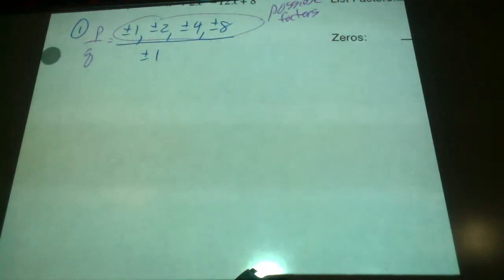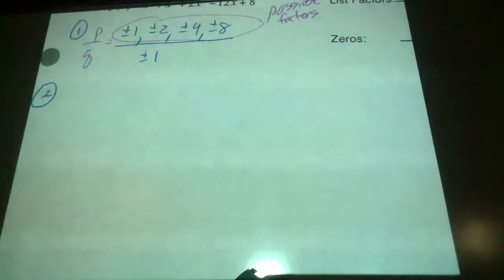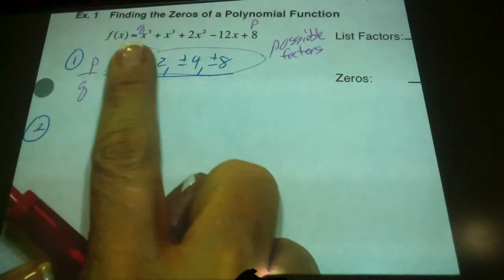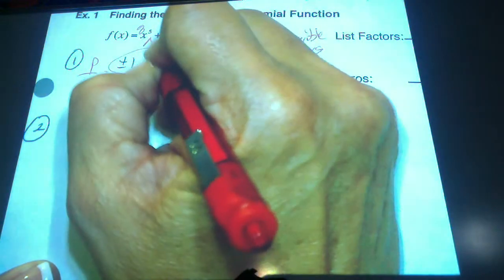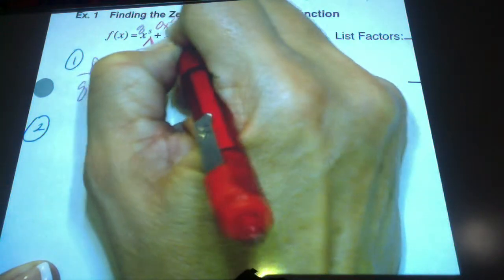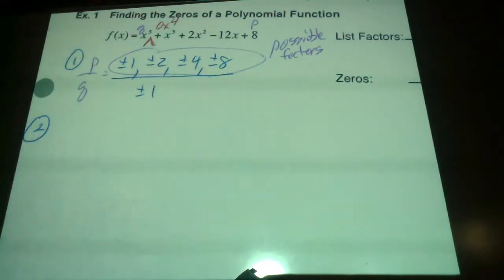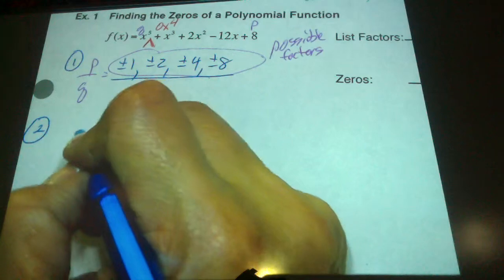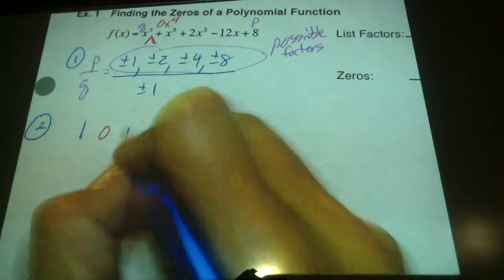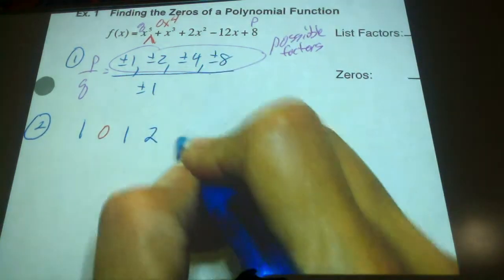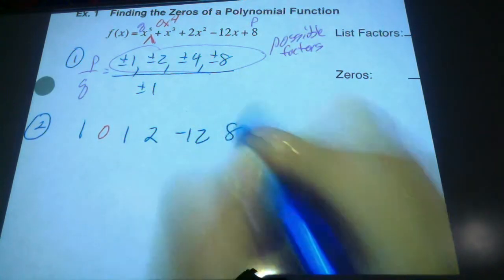So that was step 1. Step 2 is to start your synthetic division. I typically like to choose what? 1. Well, before I can write down my coefficients, you need to look to see, are you missing any terms in here? What am I missing? I'm missing right here, 0x to the 4. So I have to have a 0 as a placeholder. So I've got 1, 0, 1, 2, -12, and 8.